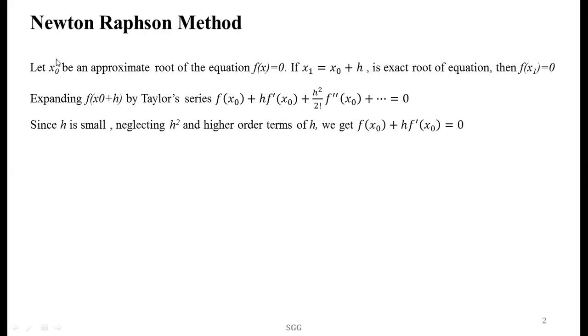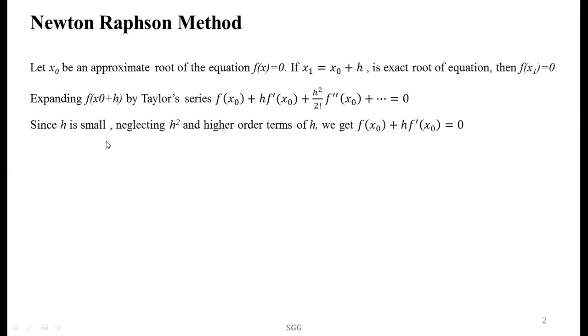Now let us consider x0 is the initial approximate root to the function f of x is equal to 0. By using that, we will go to the second approximation, that is x1. Now, x1 is equal to x0 plus h. Let's suppose x1 is a root of the equation, then we can say that f of x1 is equal to 0, so it satisfies our conditions.